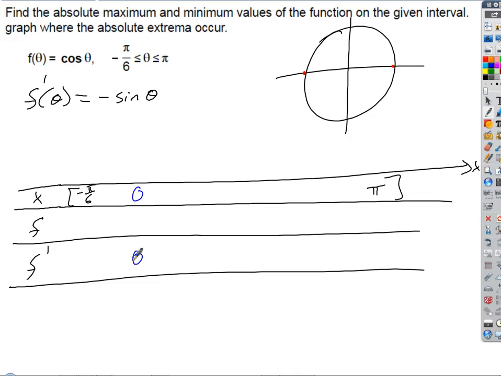Cosine of negative pi over 6 is going to be, what is that, square root of 3 over 2. Yep. It's right there, right? You know that. Cosine of 0 is, can we refresh that too?